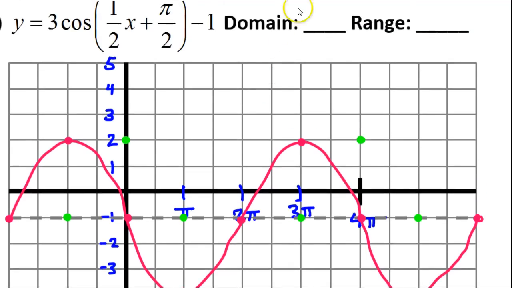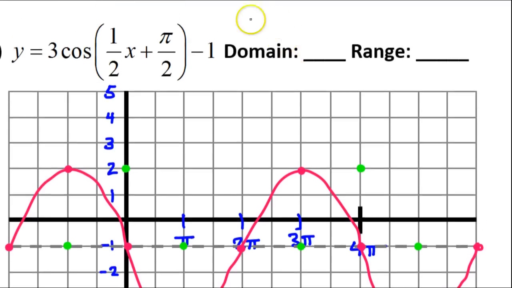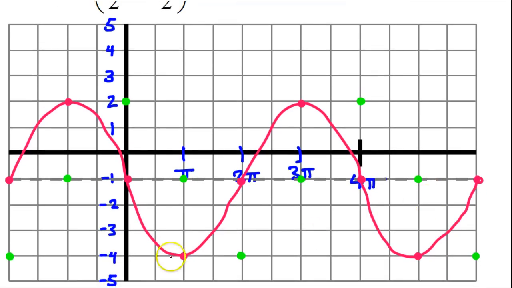Of course, the domain is negative infinity to positive infinity because of the way it goes left forever and right forever. The range is slightly more interesting. From bottom to top, it has a low of -4 and a high of 2.